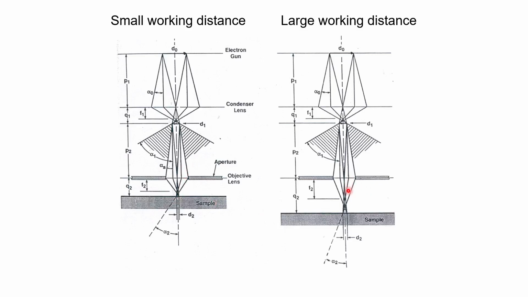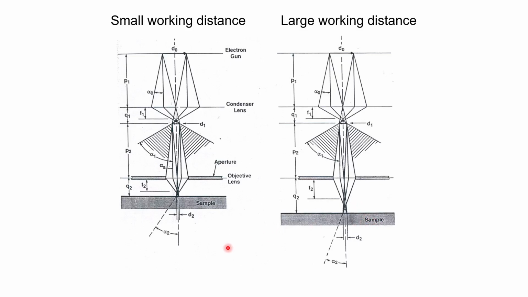The working distance is the distance from the objective lens to the specimen. This q2, which you can see here, the distance from the specimen top to the objective lens, is known as the working distance. When the working distance is increased, the probe size is increased. As we increase the probe size, alpha is decreased. As a result, the resolution will decrease, but the depth of focus will always be increased.